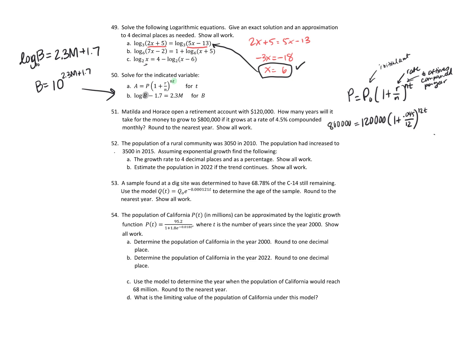Okay, and so then I just want to solve that for t. First I can start by dividing the 120,000 over. So if I do 800,000 divided by 120,000, I get 20/3 equals 1 plus 0.045 over 12 to the 12t.